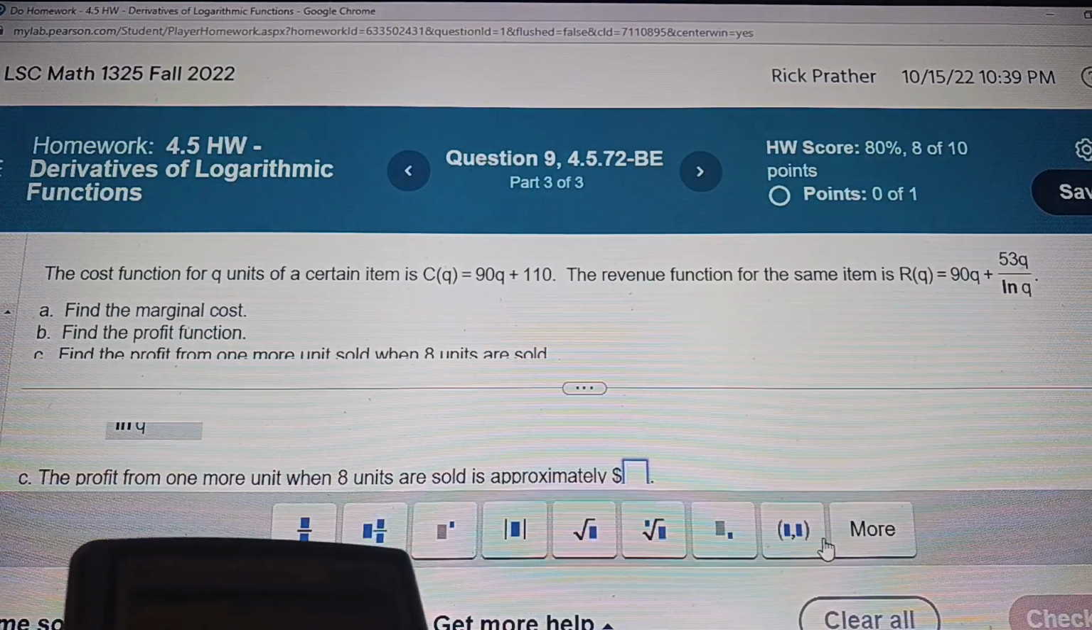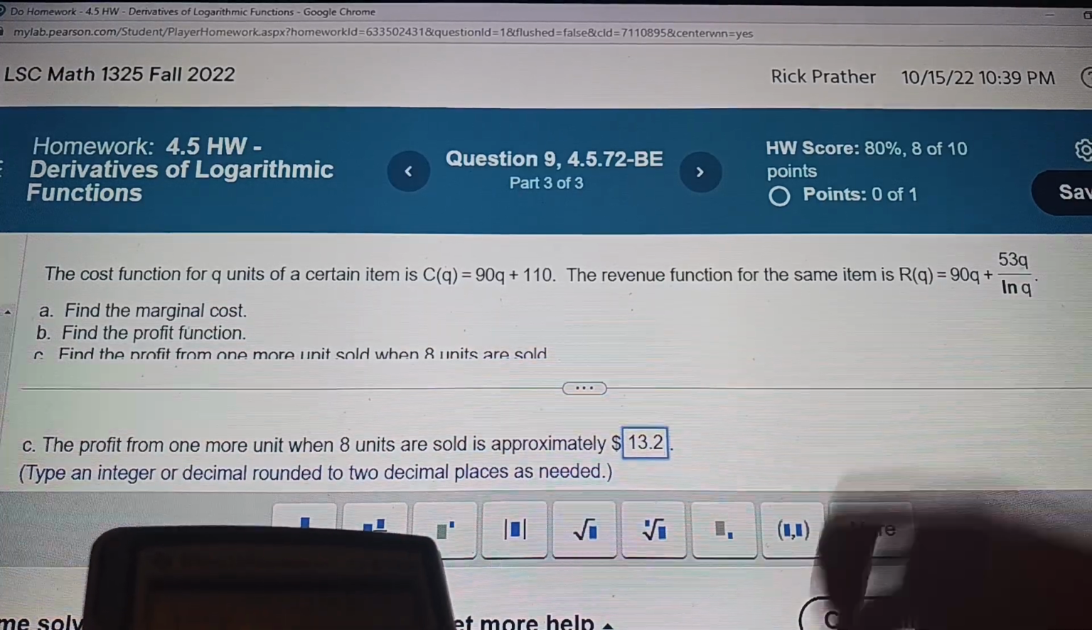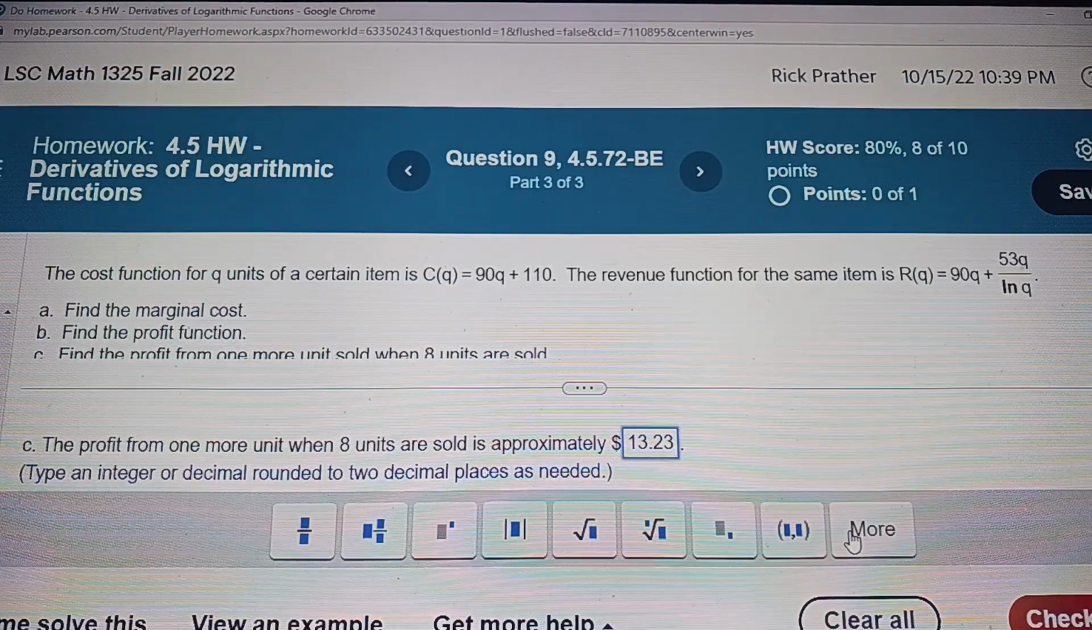So that's their instantaneous profit. They just made $13 profit from that ninth after selling 8 and then instantaneously trying to go to the next one.